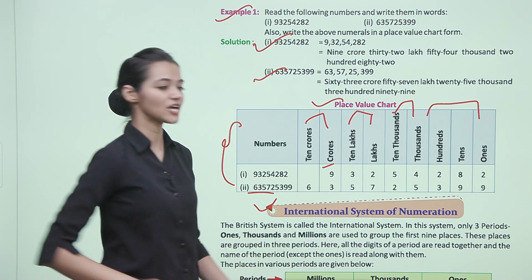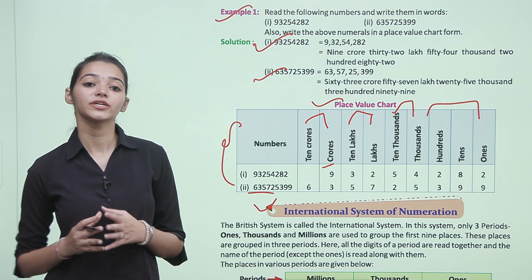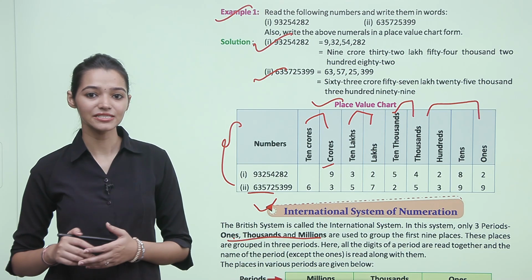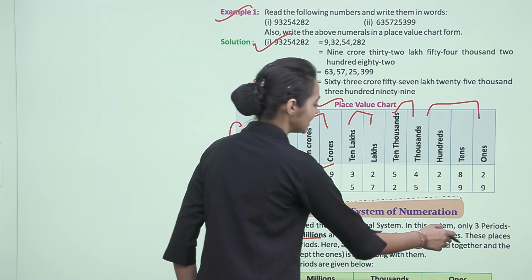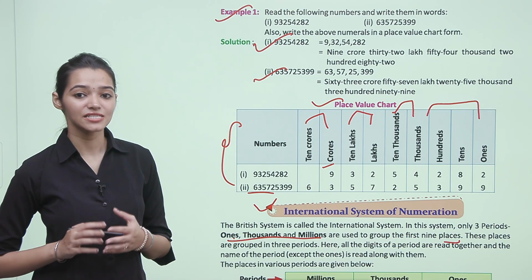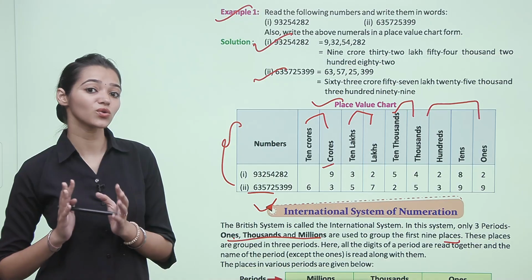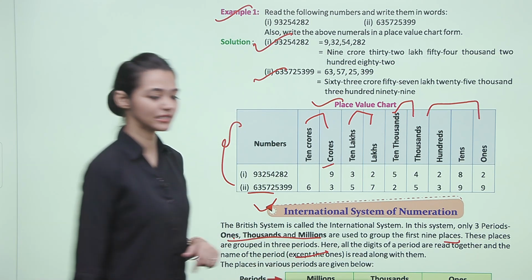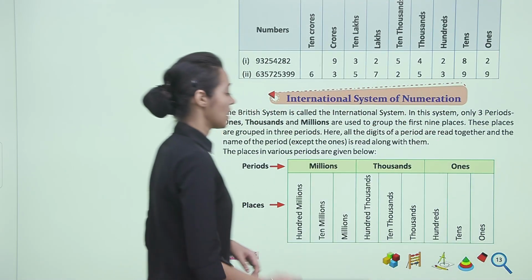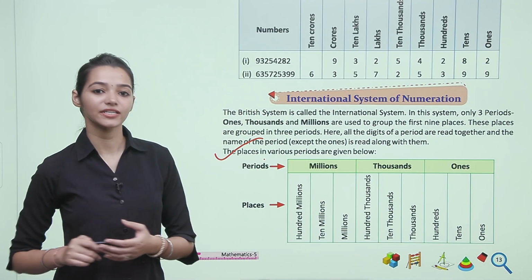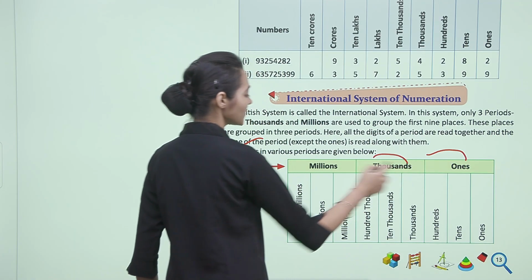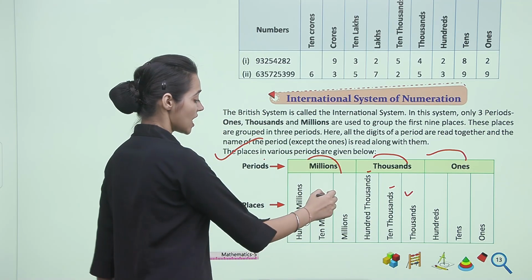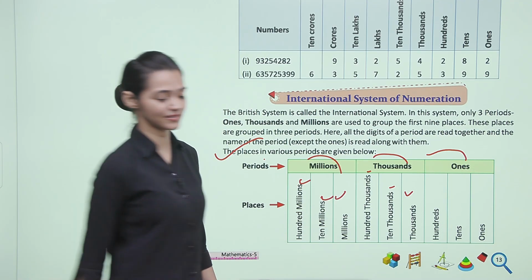Now let's look at the international system of numeration. We know that the British system is called the international system, and in this only 3 periods, that is ones, thousands and millions, are used to group the first 9 places. All the digits of a period are read together, along with the period name, except for the ones period. Now let's look at the places in the various periods: ones period, thousand period and millions period. In thousands we have 1,000, 10,000 and 100,000, and in millions we have millions, 10 millions and 100 millions.